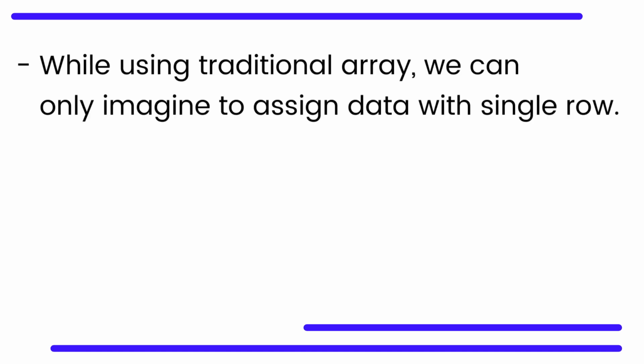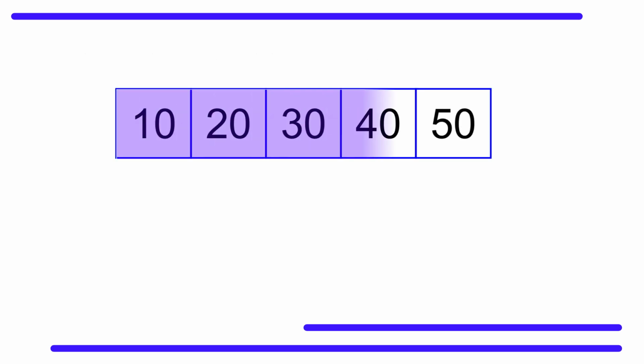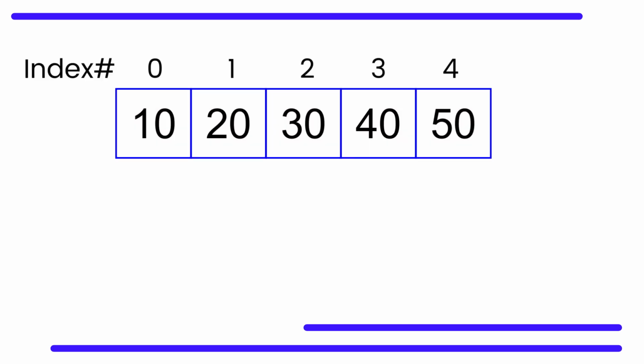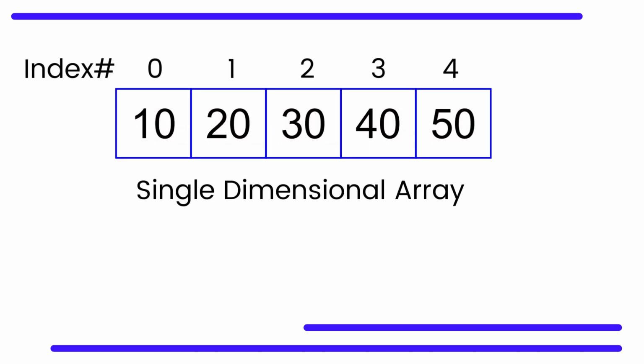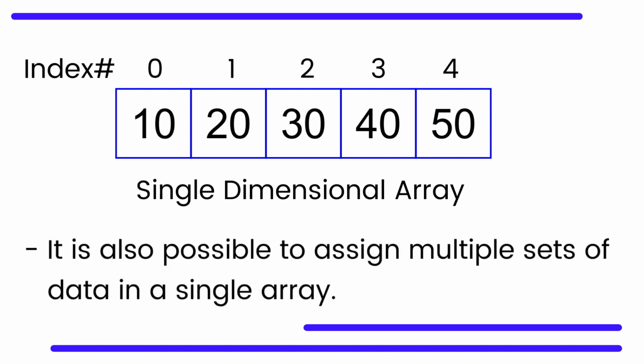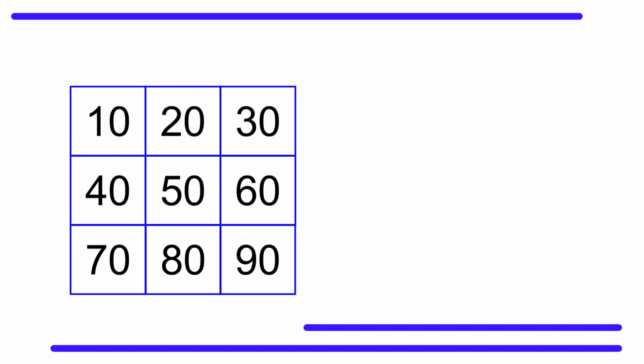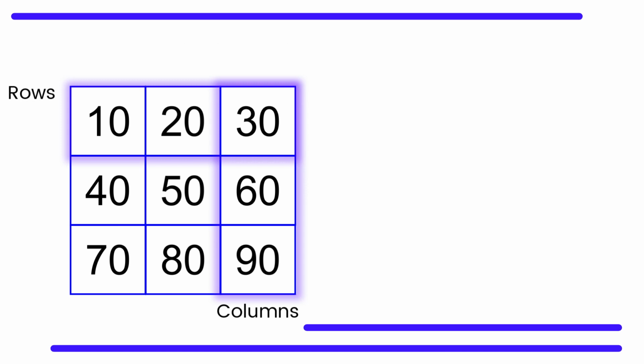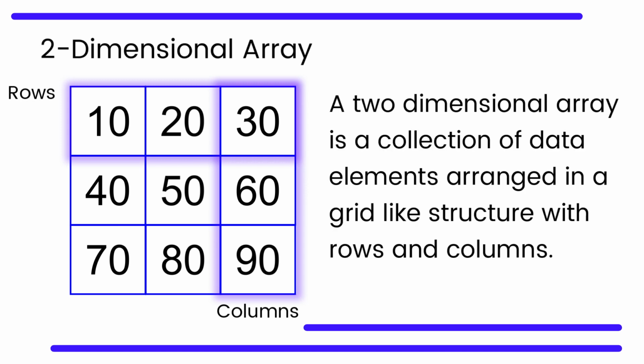While using a traditional array, we can only imagine assigning data with a single row. Internally, it looks like this: a single row with columns, accessed by these indices, which is called a single dimensional array. But it is also possible to assign multiple sets of data in a single array, which has both rows and columns. It is called a two-dimensional array. A two-dimensional array is a collection of data elements arranged in a grid-like structure with rows and columns. Each element in the array is referred to as a cell.